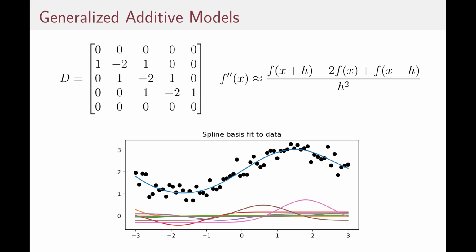Here is what the second order difference matrix looks like. It's based on this approximation to the second derivative, and it will multiply the coefficient vector beta and penalize wiggliness. Here you see data in black in the bottom figure. You see the spline basis around 0, the basis functions, but they have now been multiplied by respective betas to produce the blue curve. I have removed the intercept.